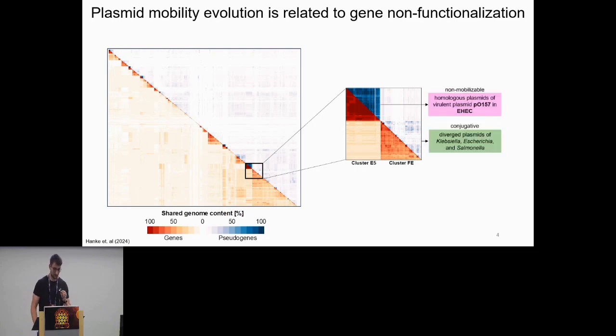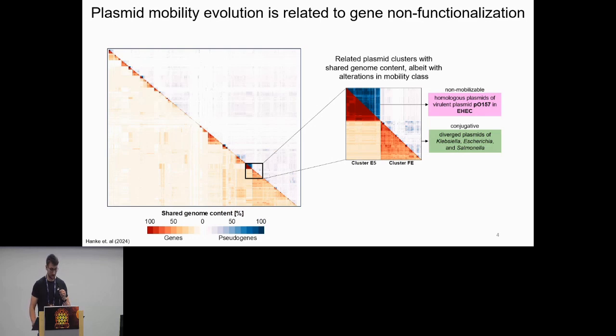One plasmid cluster comparison that I would like to explain here today very briefly includes the plasmid cluster E5, where the plasmids in this cluster are mainly non-mobilizable, and they are homologous to the virulence plasmid pO157 in enterohemorrhagic E. coli. And these plasmids seem to be related to the plasmids of the cluster FE, and these plasmids correspond to conjugative plasmids, and they are diverged, and they are residing in Klebsiella, Salmonella, and Escherichia.